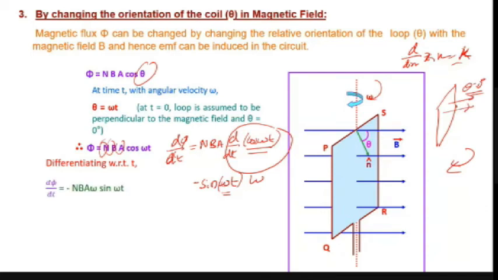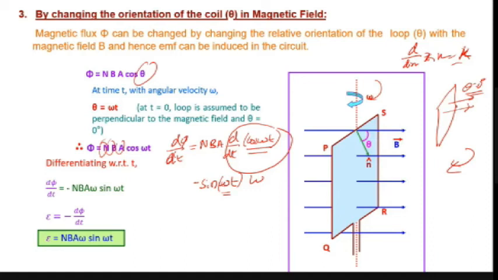So you will get d phi by dt is equal to minus n into b into a into omega sin omega t. Not only sin omega t, you should multiply by omega. So this is not EMF. What is EMF? EMF is minus d phi by dt. So d phi by dt you got minus, so minus of minus. What will happen? NBA omega sin omega t. What is N? Number of turns. B, magnetic field. A, area of coil. Omega, angular velocity. The coil is rotating. Sin omega t, the change in EMF with respect to the rotation.